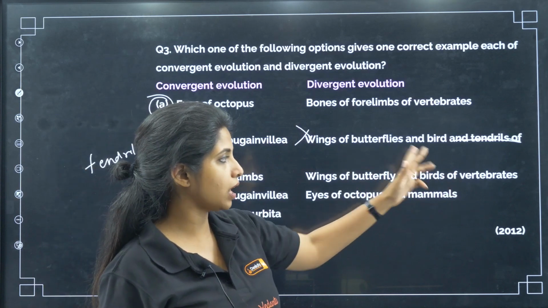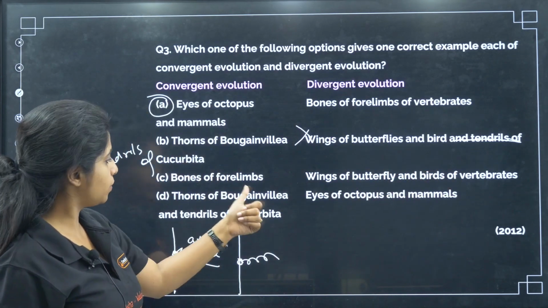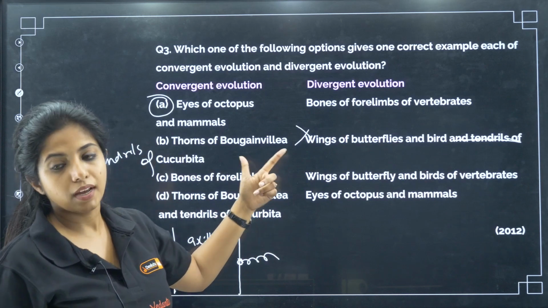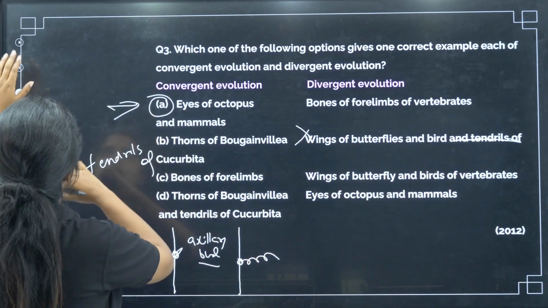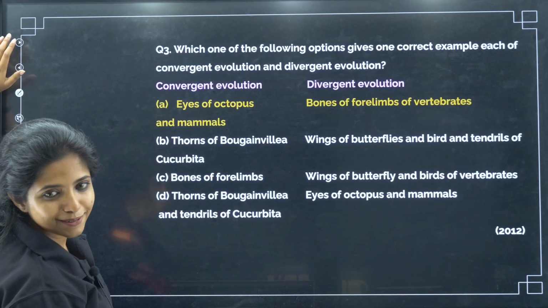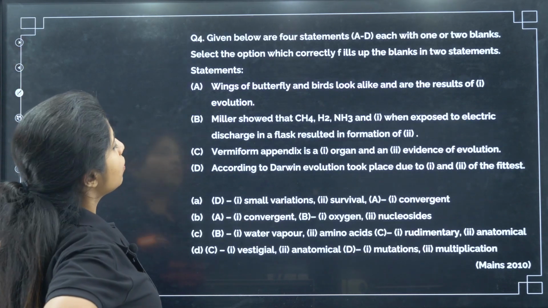Wings of butterfly and birds, I told you again, that is convergent, this should be divergent. Thorns of bougainvillea, divergent. Eyes of octopus and mammals, convergent. So your only answer becomes this one. Cool? Yes. Next, given below are 4 statements, each with 1 or 2 blanks.